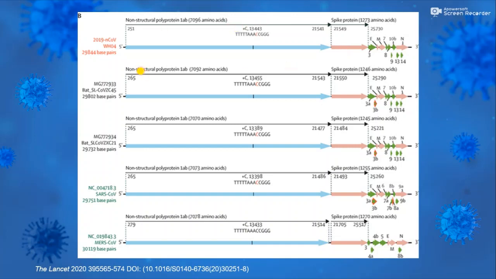Here they have majorly taken the bat coronavirus, which is most closely related to this novel coronavirus, and the SARS, which came around 15-16 years back, and the MERS, which came around 2012-13. They took these sequences to go for a multiple sequence alignment to identify where exactly the changes are.